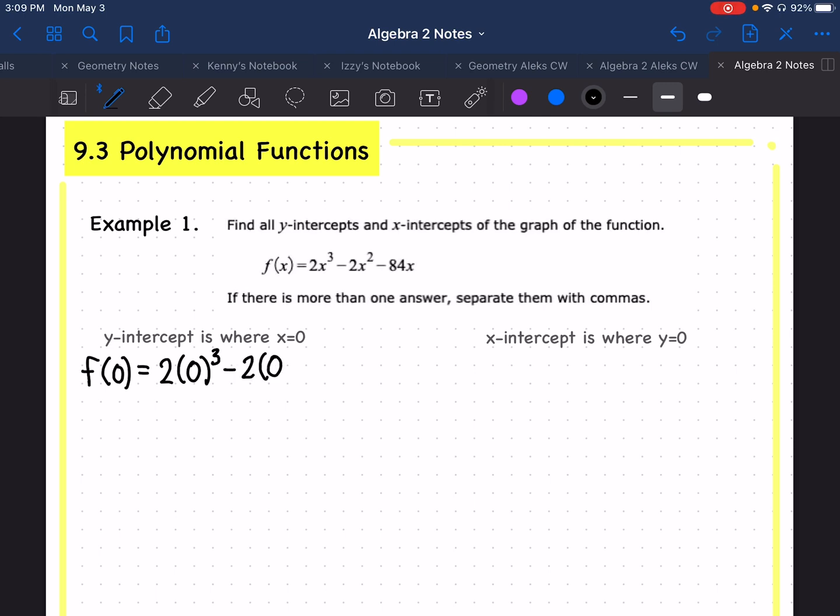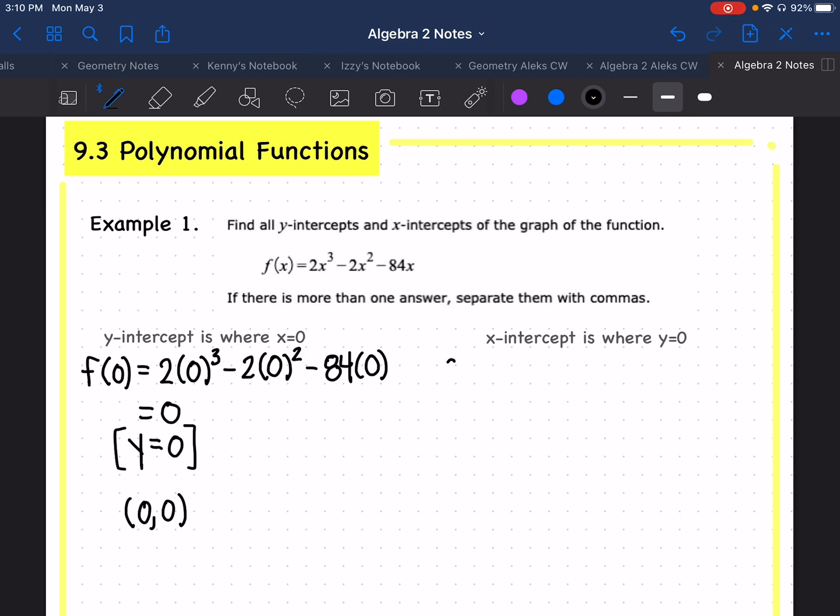Remember, whenever I multiply by 0, I get 0. So notice that each of our numbers, both of the 2's and the 84, are getting multiplied by 0, and so we end up with 0. And so we have y is equal to 0, which is our y-intercept. If you think of it as an ordered pair, you would think of it as the ordered pair 0, 0. All right, for the x-intercepts, this is where y is equal to 0.